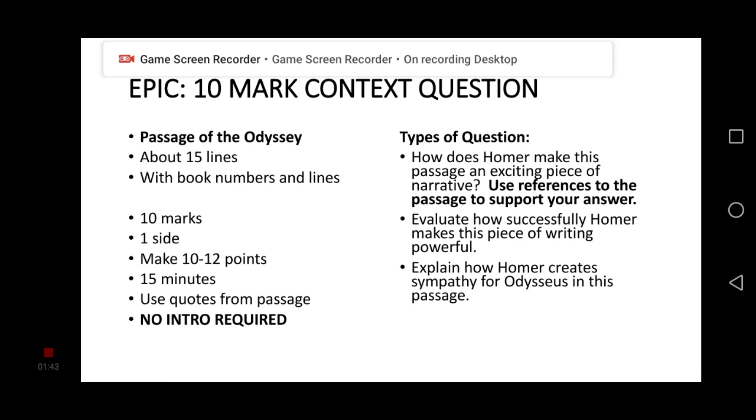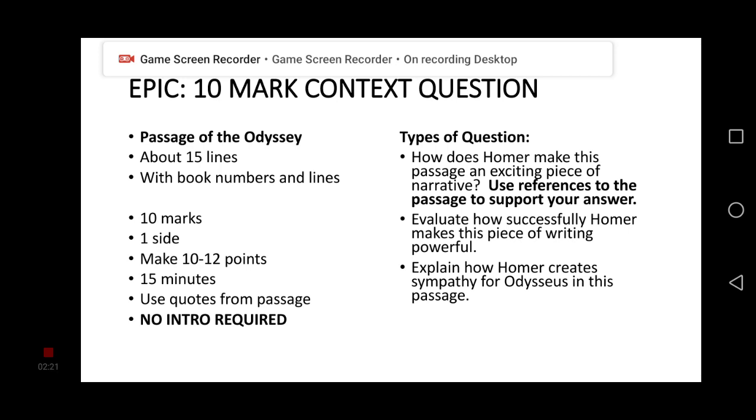Typical types of question is, how does Homer make this passage an exciting piece of narrative? So you're looking at anything that makes the language exciting, dramatic. You might pick out any similes. You might look at direct speech. Say a character's in a storm and they might wish they died at sea, for example, in the Odyssey and the Aeneid. And you might look at dynamic verbs. You might look at extreme language, repetition, exciting things that happen with the gods, or any gifts of the gods.